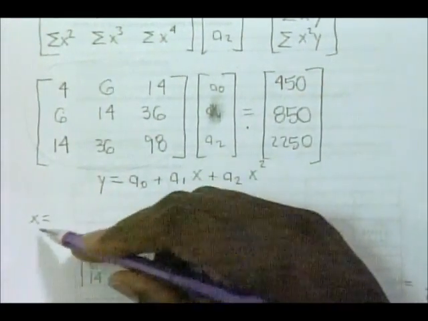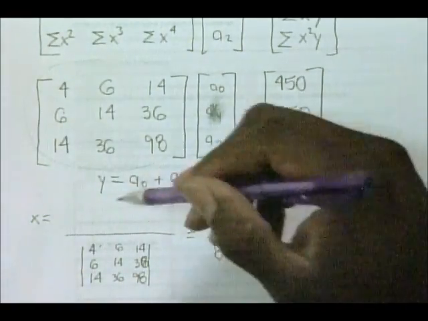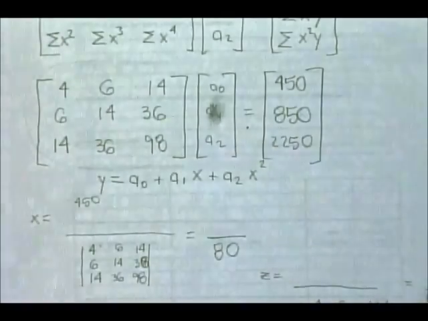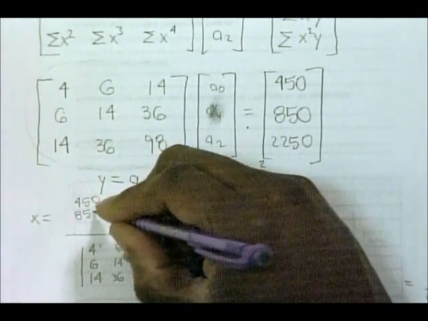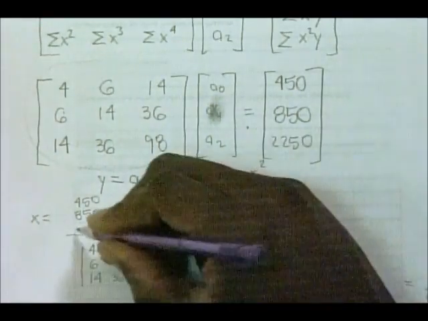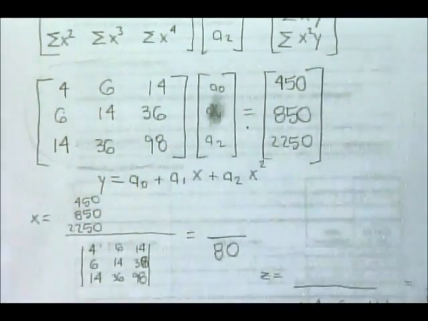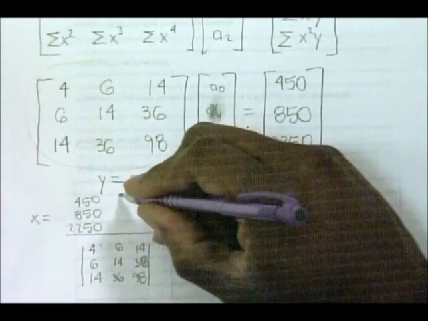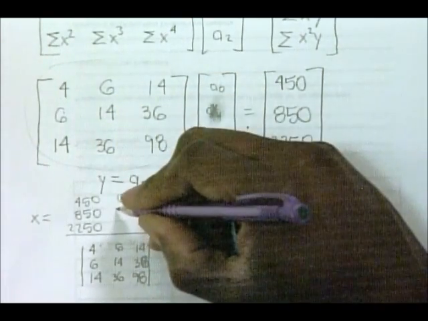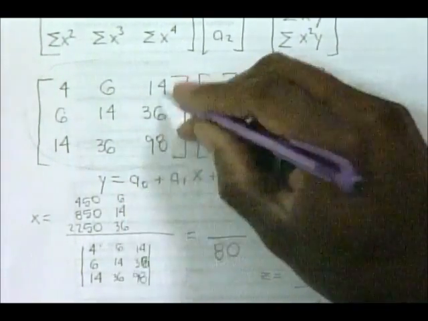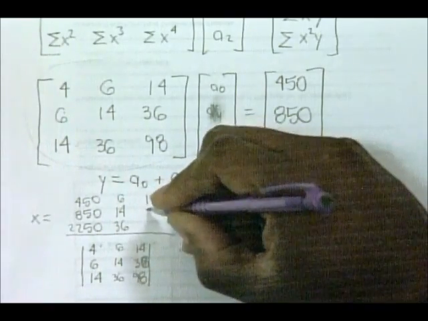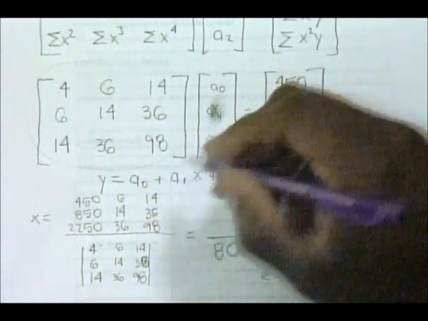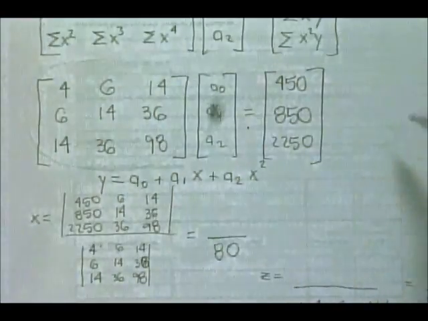So we're solving for x here. Let's take these constants and substitute into this column here. So we have 450, we have 850, and we have 2,250. All right, so that's our x column, and let's keep everything else the same: 6, 14, 36, and 14, 36, 98. All right, so you want to find the determinant of that.